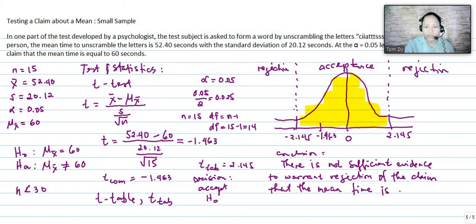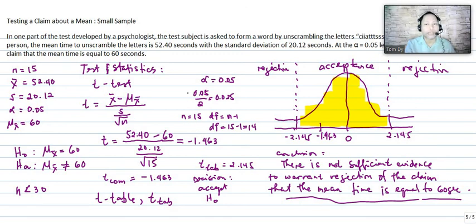is equal to 60 seconds. Okay, so in other words, for this one, there is not sufficient evidence to warrant rejection. That means we accept. So we should not reject it. There is not sufficient evidence to reject the claim, that means we accept. So that is our conclusion: there is not sufficient evidence to warrant rejection of the claim that the mean time is equal to 60 seconds.